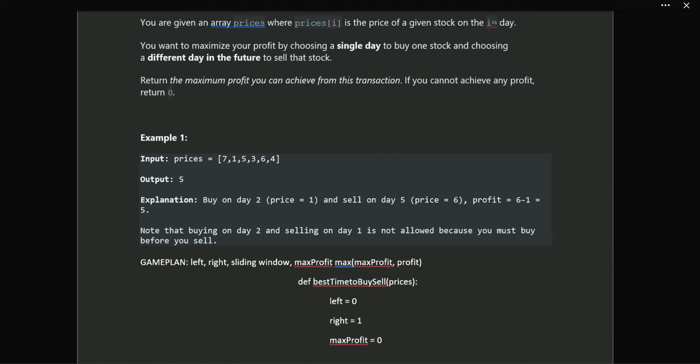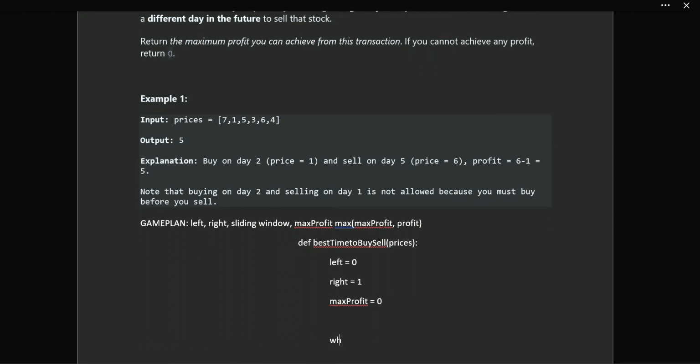So what we'll do is say while right is less than the length of prices. The reason for that is we want to go through every index that prices has, and the length of prices is going to be one more than the highest index. Same number of indexes, same length, but your indexes of course start off at 0.